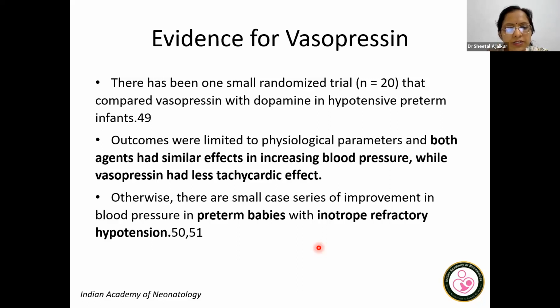And otherwise, there are small series showing improvement in blood pressure in preterm babies with inotrope refractory hypotension. So here it is good. Vasopressin is as good as dopamine for increasing the BP, with no effect on the cardiac output. And in preterm babies with inotrope refractory shock, there is evidence for the use of vasopressin. So in refractory hypotension, it can be used and it has been shown to improve the blood pressure.